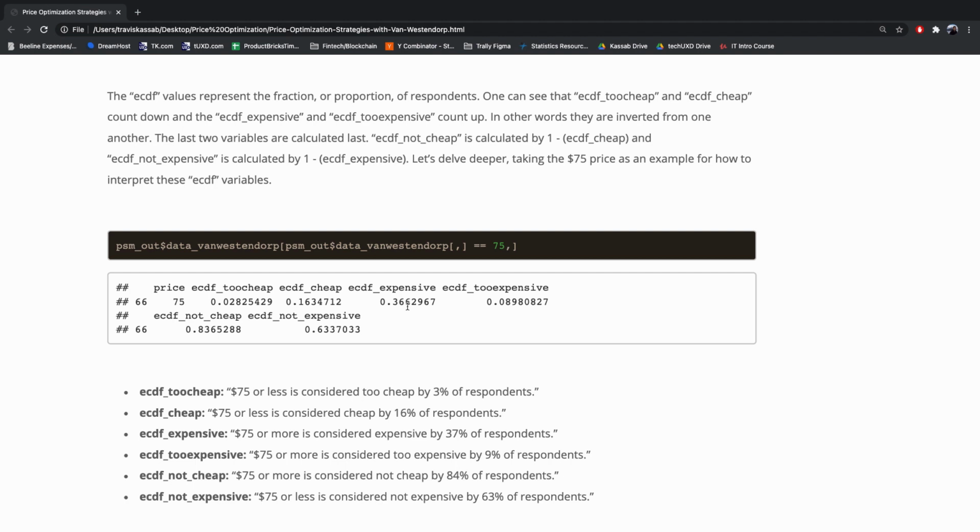So ECDF_expensive, this is how you interpret it. 37% of respondents consider a price of $75 or more to be expensive, and then only 9% of respondents consider a $75 price or more to be too expensive. So it's a little bit of a mouthful, and it's going to take a little bit of time to understand these, but we actually visualize these cumulative distributions in order to create the Van Westendorp visual that I'll show you below in a second.